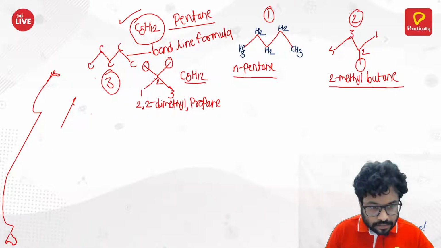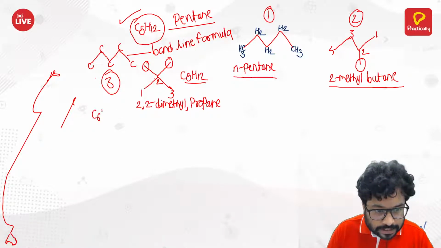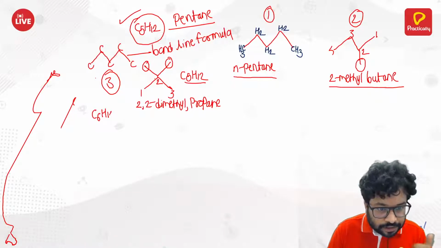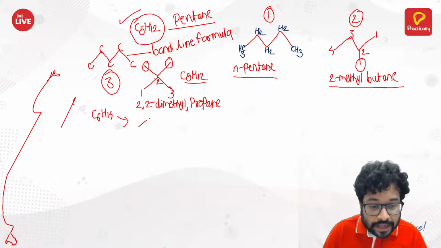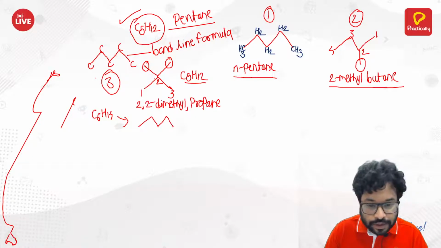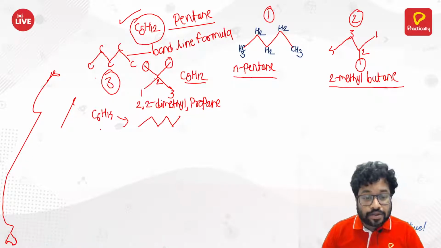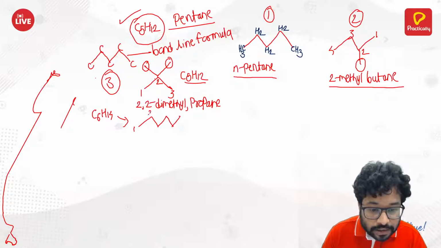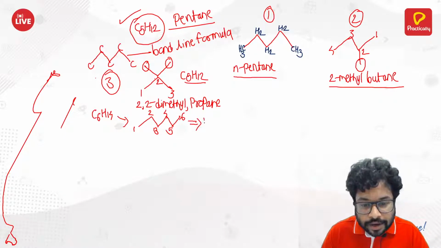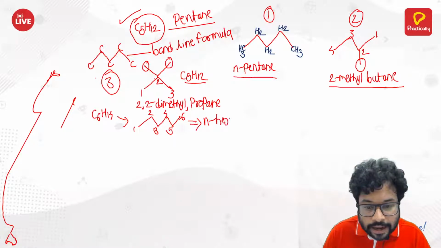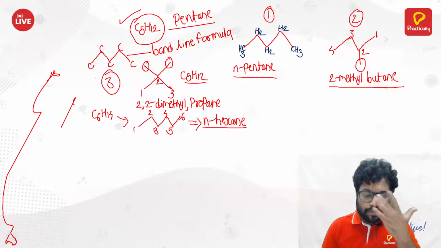So C6H14. See, the very first isomer that we're going to have here is this one. How many carbon atoms do we have here? 1, 2, 3, 4, 5, and 6. How do you name it? You would name it as N-hexane. It will be named as N-hexane, straightforward, right?